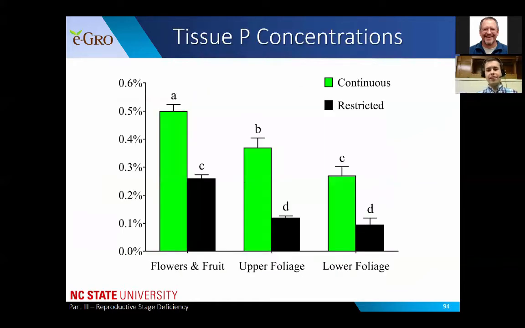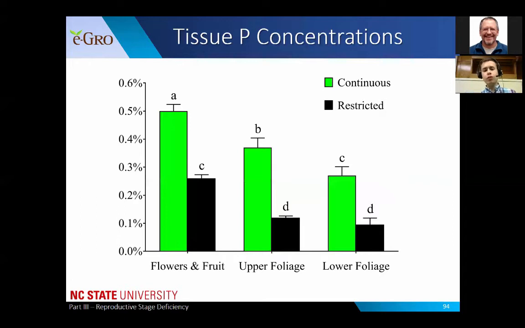And when looking at the tissue phosphorus concentrations in each of these different parts, you can see that in the flowers and fruits of both continuous, the green bars, and restricted phosphorus plants, the black bars, the flowers and fruit had the highest concentrations of phosphorus. And as you move your way down the plant, you saw that there was a natural limitation in phosphorus. So even plants that were grown with continuous sufficient levels of phosphorus had the lowest levels of phosphorus in the lower foliage and the highest phosphorus levels in the flowers and fruit. And then the upper foliage was somewhere in the middle between those two.